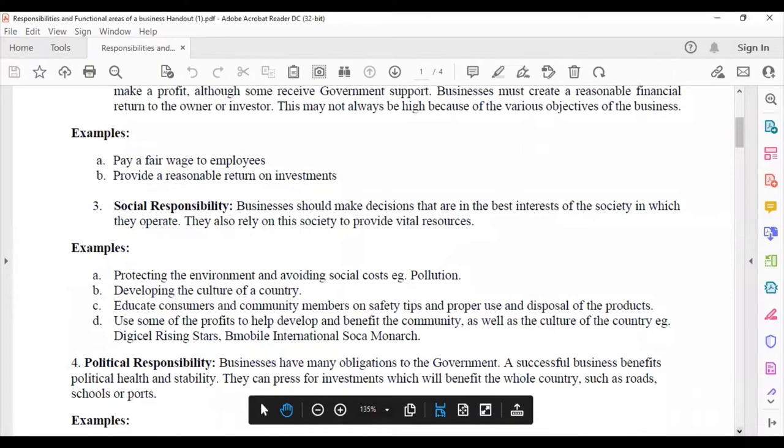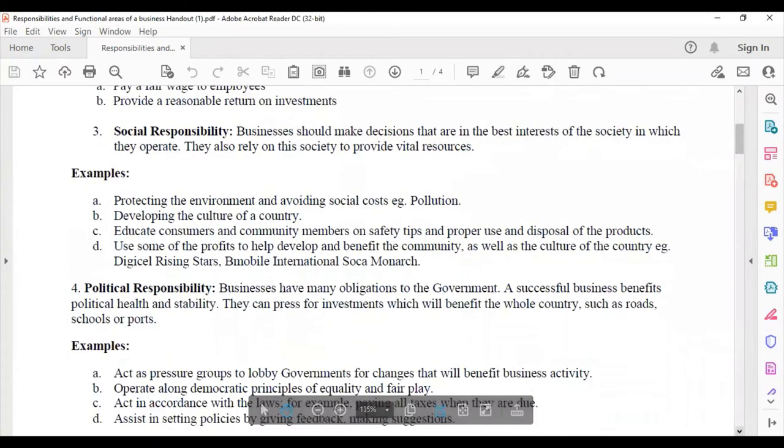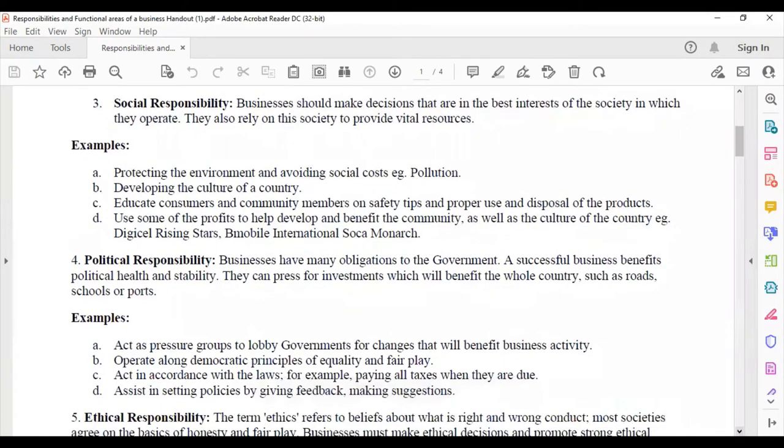Then we're talking about the social responsibility of a business. So the social responsibility, businesses should make decisions that are in the best interest of the society in which they operate. They also rely on this society to provide vital resources. For example, they should protect the environment and avoid social costs, for example, pollution. I don't know if you all remember I mentioned lead poisoning in Wallerfield, right? Where the businesses were dumping their old batteries, right? So they have to protect the environment to avoid social costs.